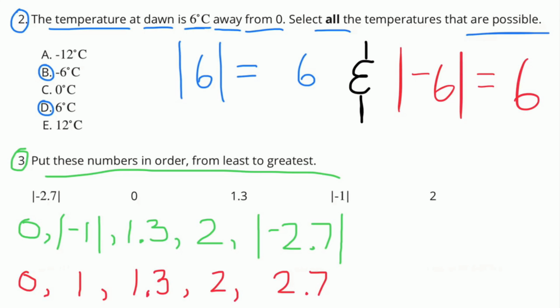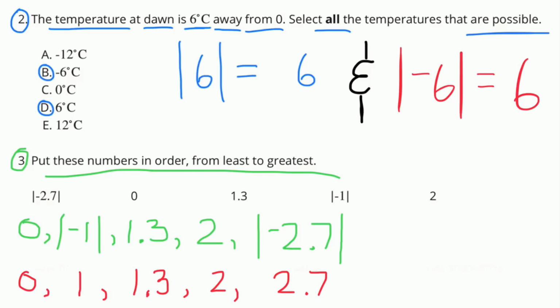Number 3. Put these numbers in order from least to greatest. The absolute value of -2 7/10, 0, 1 3/10, the absolute value of -1, and 2. When we put them in order from least to greatest, the smallest number value would be 0. The next greatest would be the absolute value of -1, because the absolute value of -1 is 1 unit away from 0. So underneath that in red I wrote 1 to represent its value.